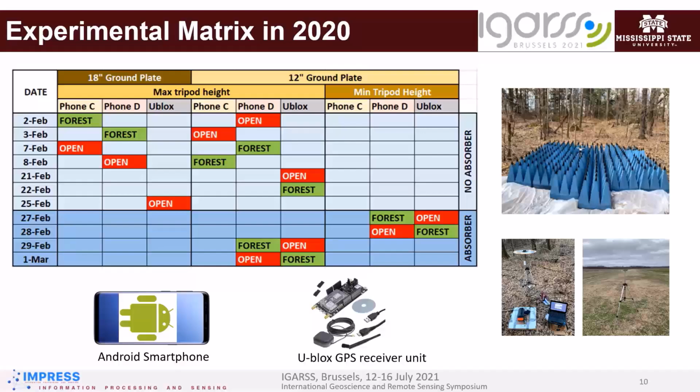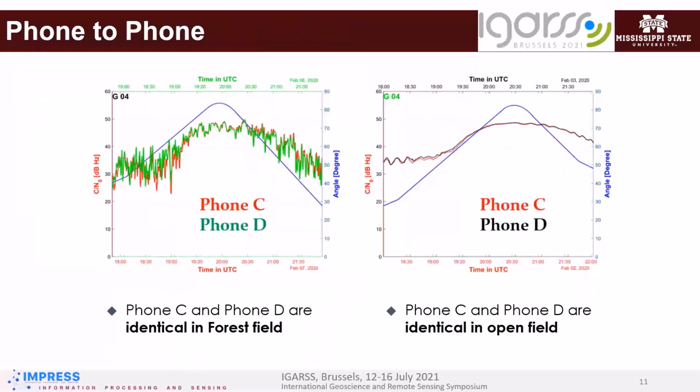although the u-blox receiver also produced data with similar quality. First, we used two identical phones to check the consistency of data over different days. It is clear that the reception from two identical phones follows a nearly identical trend under both forested area, shown on the left side figure, and open area on the right side figure.